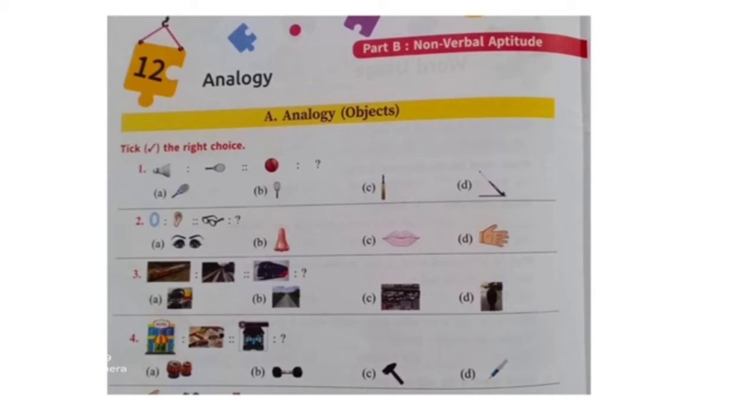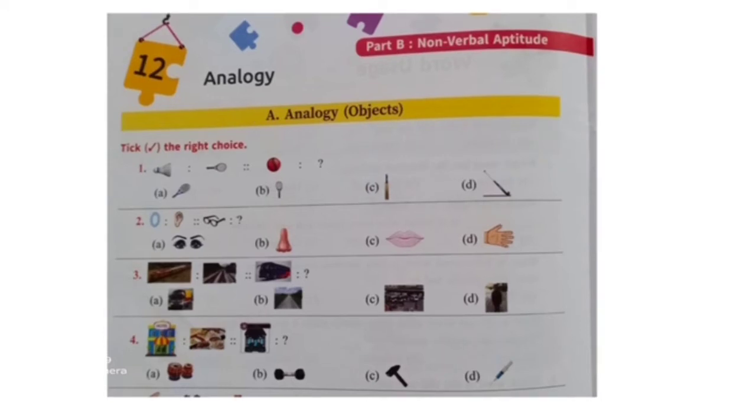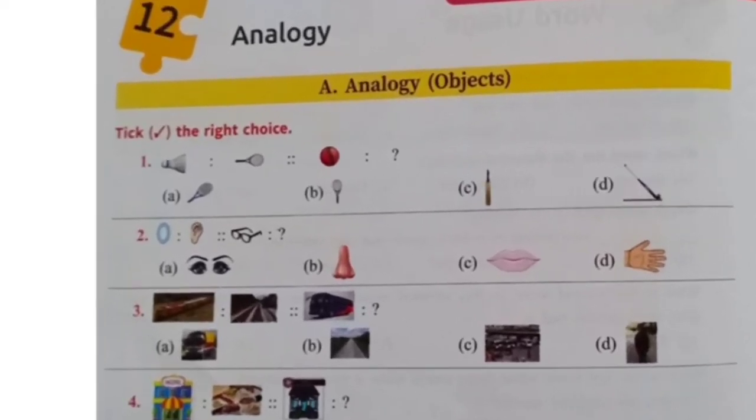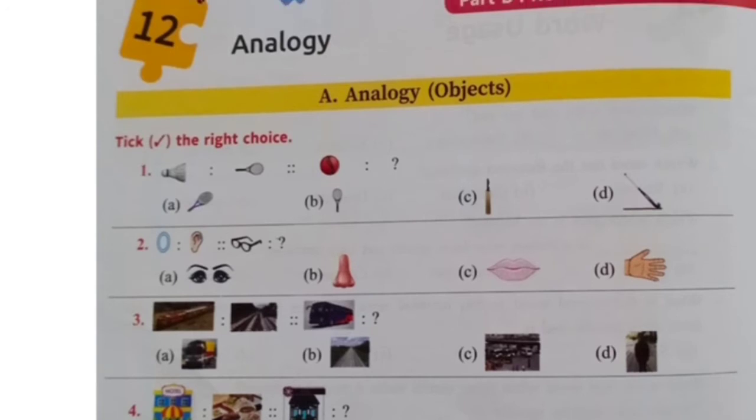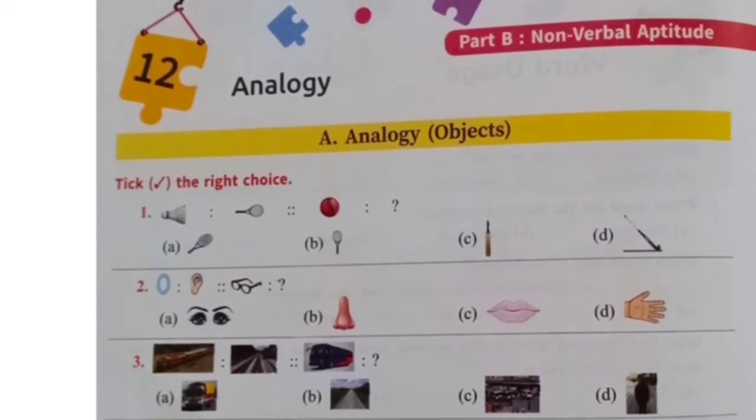Our first lesson was analogy, but it was verbal aptitude, which means there we learned words. Here today we are going to learn objects, which means by objects we learn what the similar answer is. Okay, so you can see in the first picture, take the correct right choice.